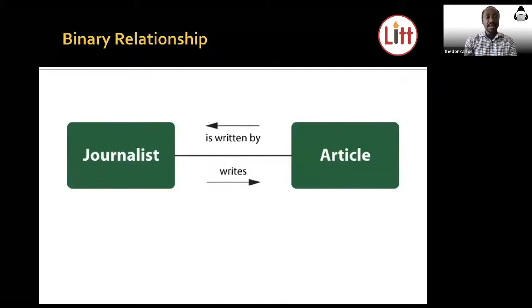Then let's look at binary. Binary relationship involves two entities. Here we have a journalist and an article. An article is written by a journalist. A journalist writes an article. There are two entities involved here. So this kind of relationship, which is involving the two entities, we call it the binary relationship. As I said earlier, most of the relationships that we would identify when you are modeling your database would mainly be binary.